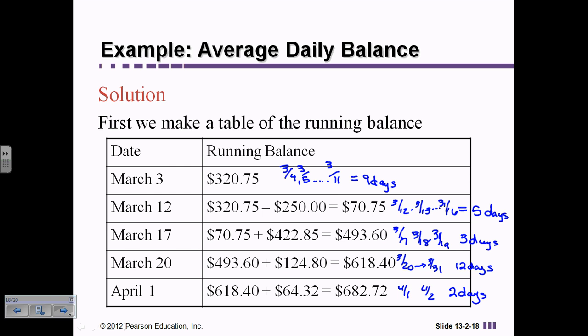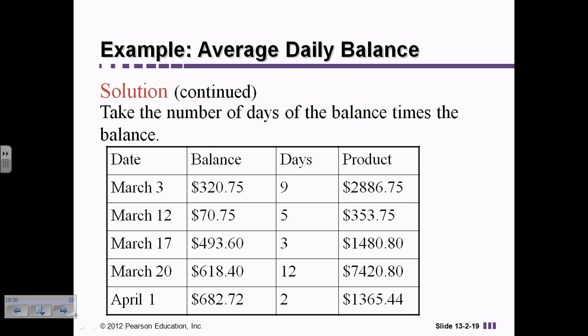So now let's look at this. These are the numbers that we just talked about. $320.75 for 9 days. We multiply those two numbers together, and that's where I get the $2,886.75. $70.75 for 5 days is $353.75. So I multiply each of these numbers by the number of days that the balance was at that level, and I end up with those different numbers on the chart.